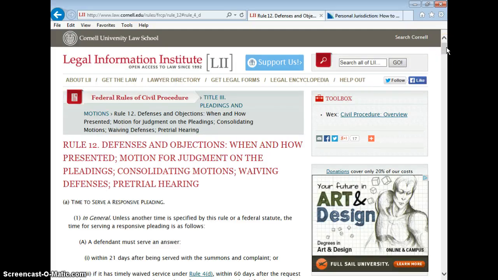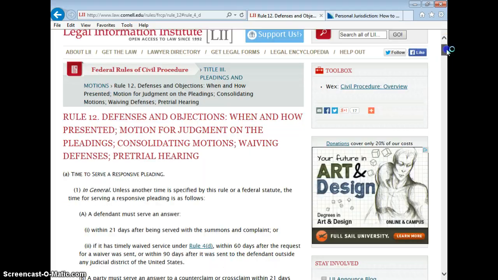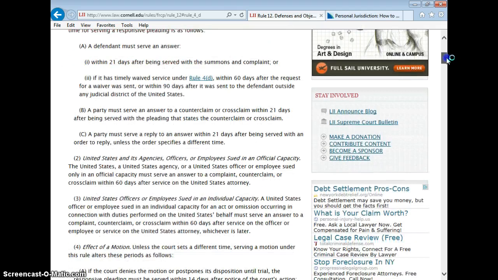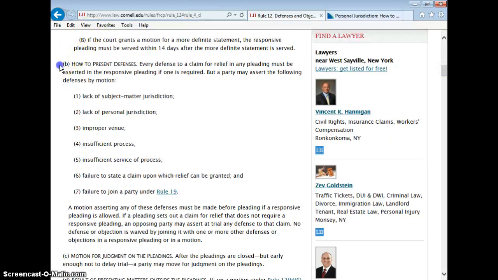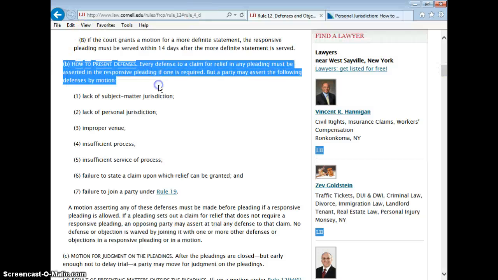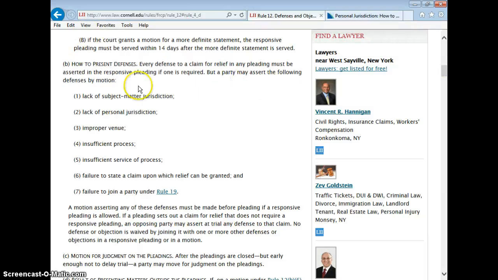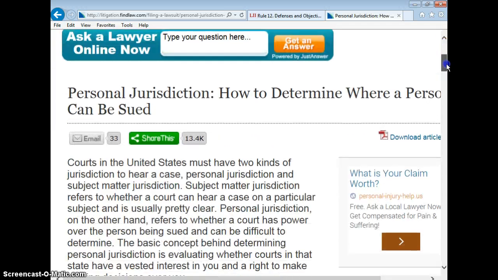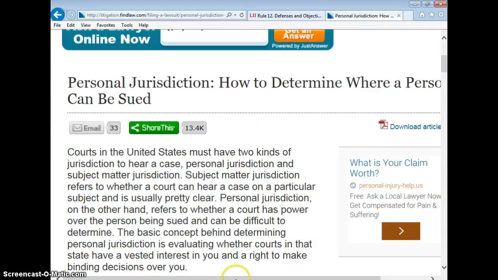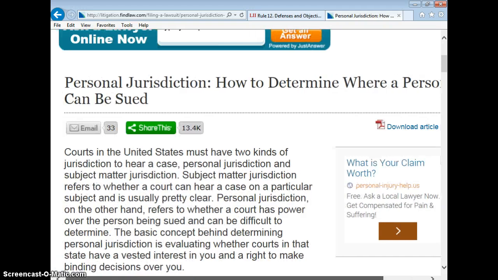Federal Rules of Civil Procedure, Rule 12, Defenses and Objections. B, how to present defenses. A party may assert the following defenses by motion: lack of personal jurisdiction. Personal jurisdiction, how to determine where a person can be sued.